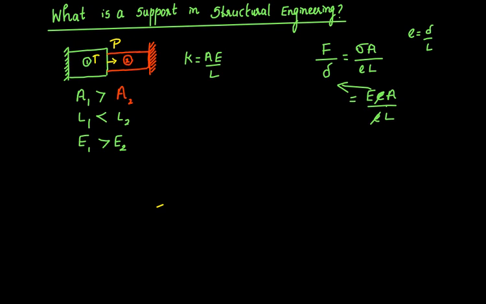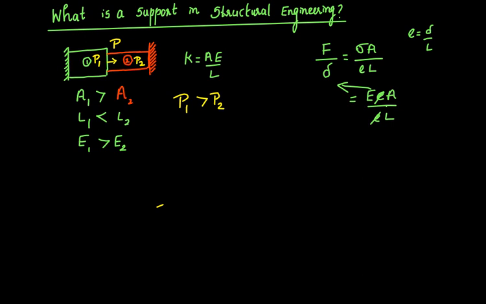So let us say that element 1 takes the load P1 and element 2 takes a load P2. So P1 plus P2 is going to be equal to P. Okay. So in this case, P1 is going to take greater load compared to P2. Why is P1 going to take greater load? Because the one that has got greater stiffness is going to take the greater load.